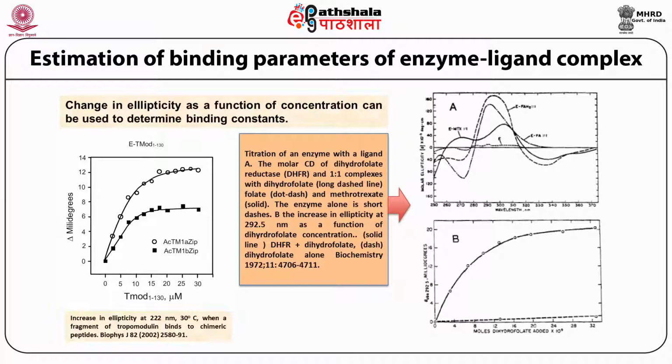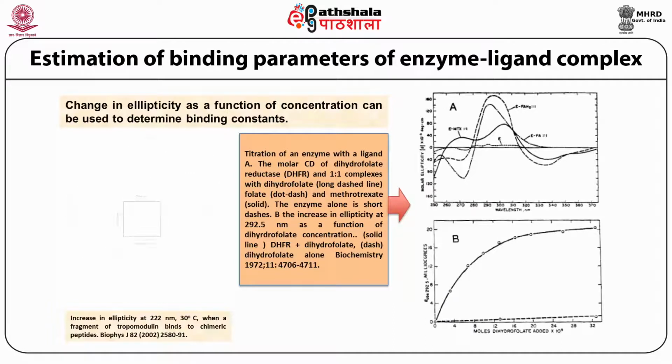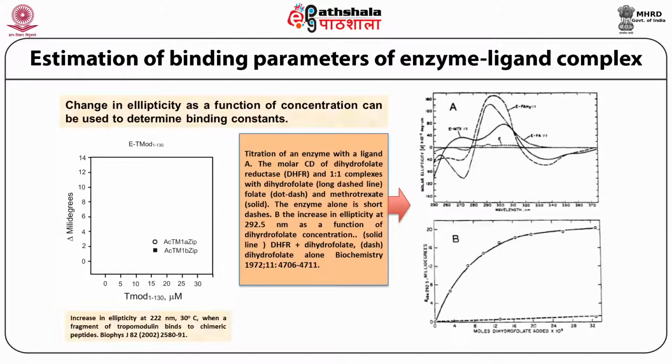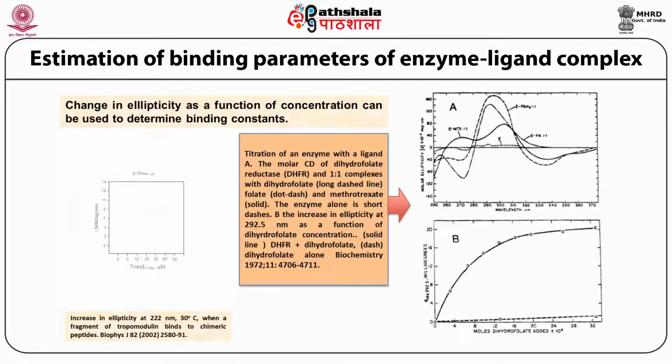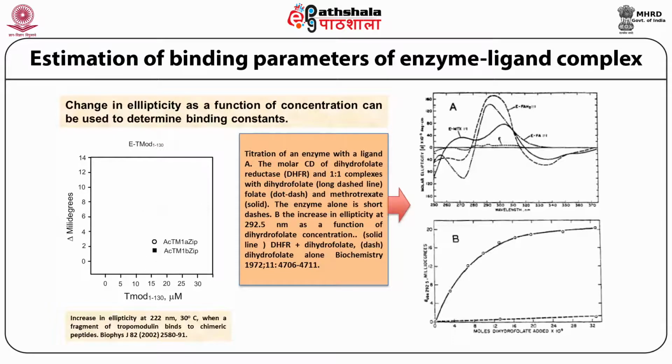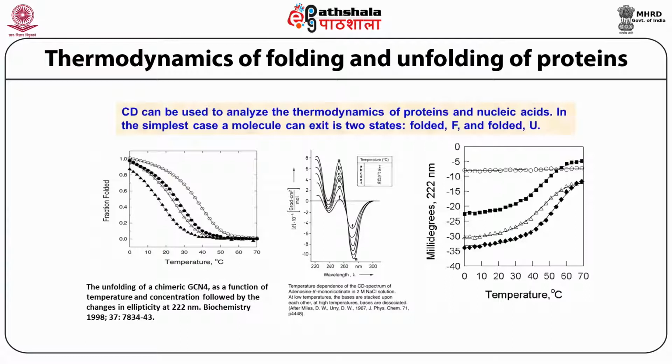Change in ellipticity as a function of concentration can be used to determine the ligand binding constant. You can see here in the figure the increase in ellipticity at theta 222 nanometer at 30 degrees C when a fragment of tropomodulin binds to the chimeric peptide. And for the transition of enzyme with a ligand, the smaller CD of the dihydrofolate reductase is shown in a 1-to-1 complex with the dihydrofolate. The enzyme alone is shown by short dashes, and the increase in ellipticity at 292 nanometer is shown as a function of dihydrofolate reductase concentration.